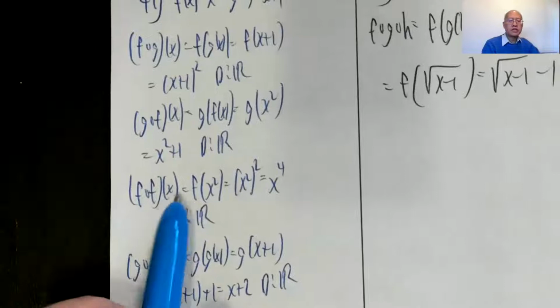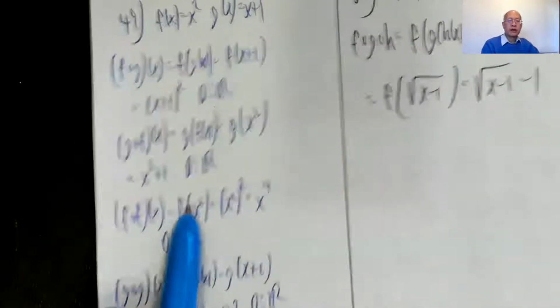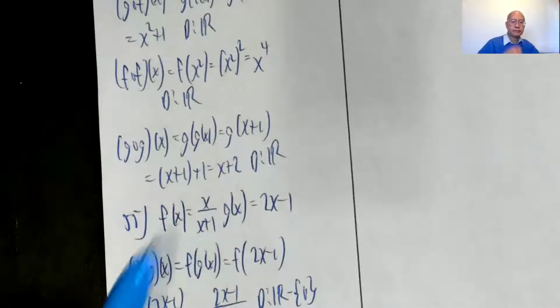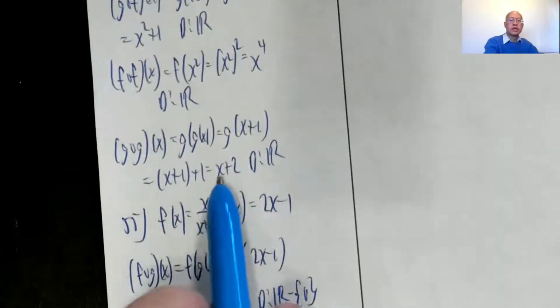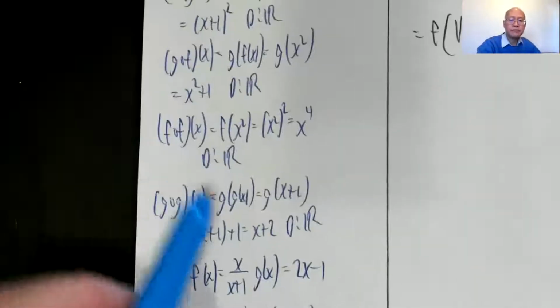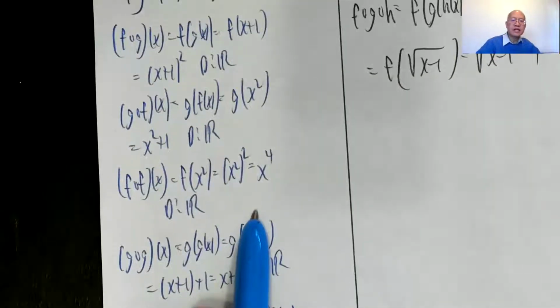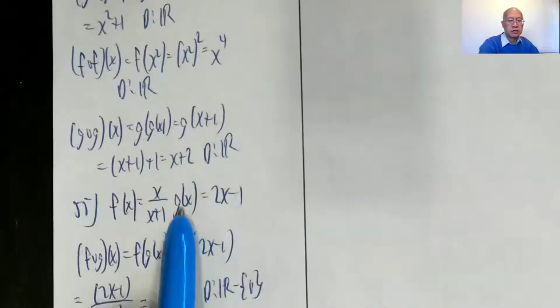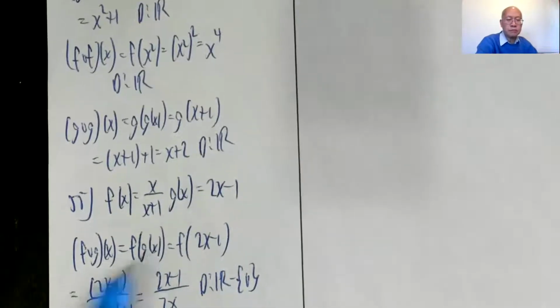f∘f is f of f of x. I take x squared and put it right there, so it's x squared squared, x to the 4th. Domain all real numbers. g∘g, g of g of x. g of x is x plus 1. Feed that thing into the function g right there. So it's x plus 1 plus 1, which is x plus 2. So the domain is all real numbers.